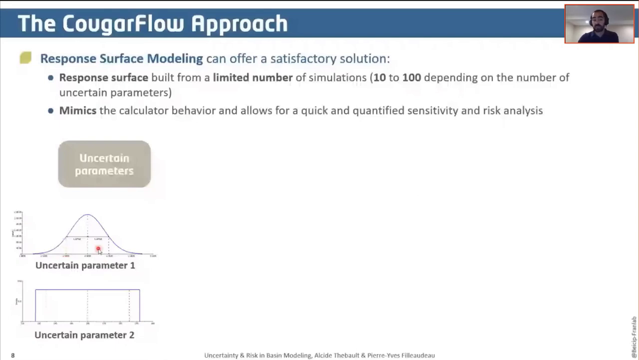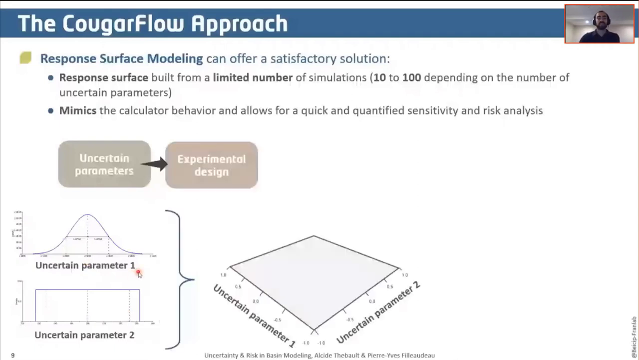So here we define two of them, and we define how they vary, from a minimal and maximal range that comes from your geological knowledge or from your observations within the basin. You also give a distribution that will depend on the probability for each value to actually occur. So either, for example, a normal distribution where you emphasize the reference value and you say that the minimum and maximum are not likely, or a uniform law where everything has the same probability of occurring.